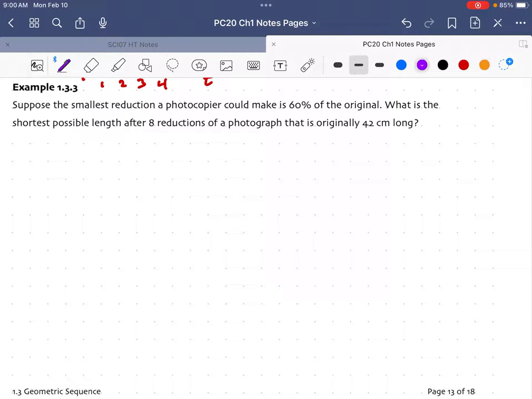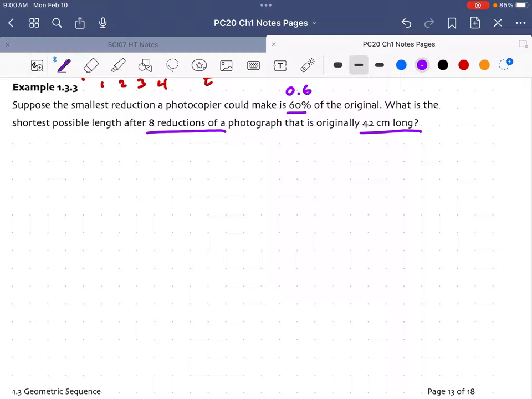1.3.3. Suppose the smallest reduction a photocopier can make is 60% of the original. This is a percentage, 0.6. What is the shortest possible length after 8 reductions of a photograph that is originally 42 centimeters long?